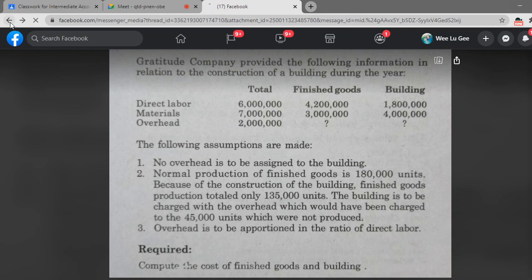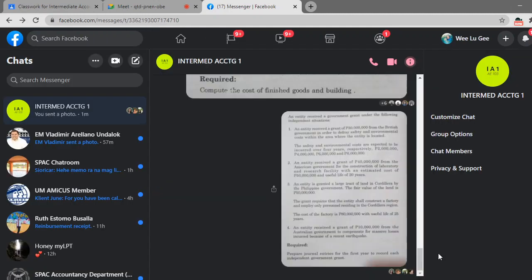Ay. Bakit? Sige, andun. Sinend ko na siya sa messenger if you want to see the problem. Ay, okay. Kalag ba?